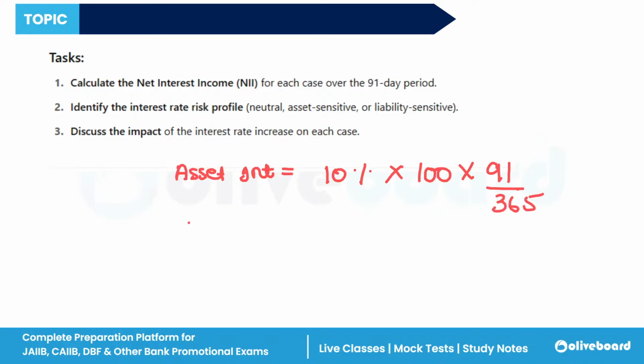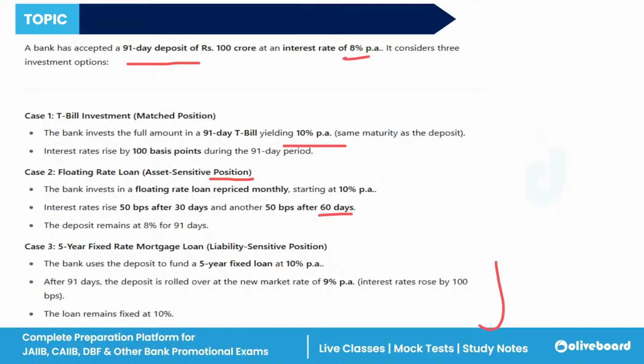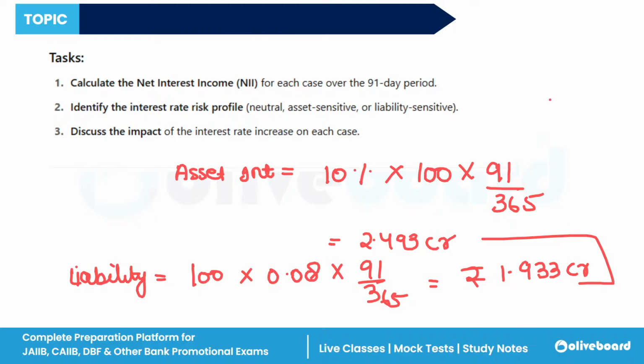When you solve it, here you will get near about 2.493 crore. Same in the case of liability, 100 crore is the principal. We have to calculate liability cost, which is 8% given. Then 91 by 365, it is equals to rupees 1.933 crore. Now subtract them, you will get here 0.450 crore.